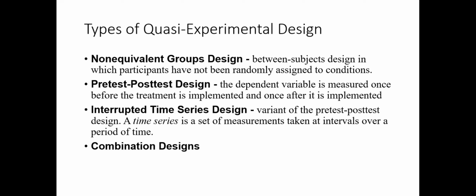So, this is also known as between subjects design, in which participants have not been randomly assigned to conditions. Well, just like what I told you earlier, the individuals are just being there between them. They are just being tested by that. Now, what about pre-test post-test design? So the dependent variable is measured once, that is before the treatment is implemented, and once after it is implemented.